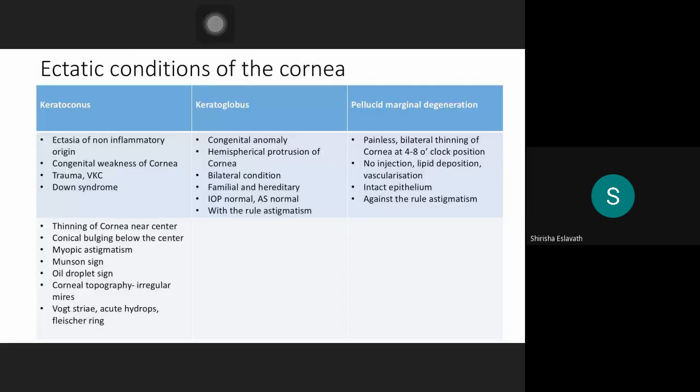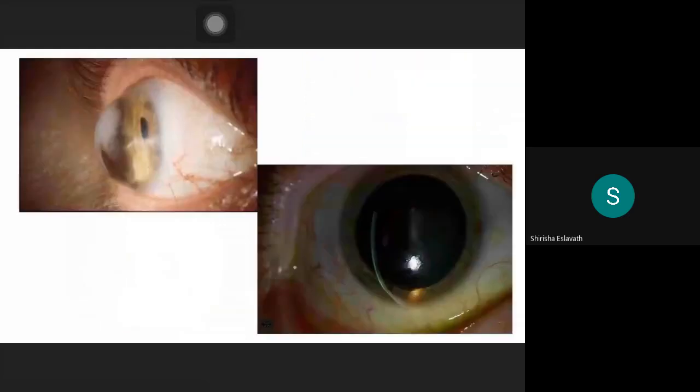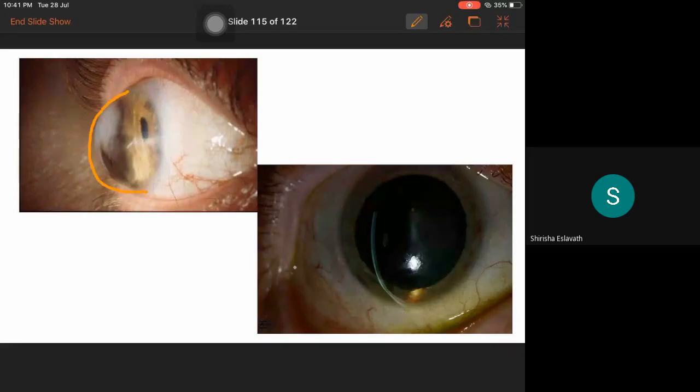This is the other conditions. This is the keratoglobus. You can make out the eyeball will become like a hemispherical, totally bulged out. But if you look into the anterior segment, everything will be normal except for total bulging. It's a bilateral condition. It's familial and hereditary in nature and doesn't cause any harm except for the refractive error. They will have a myopic shift because of the total bulging of the cornea.